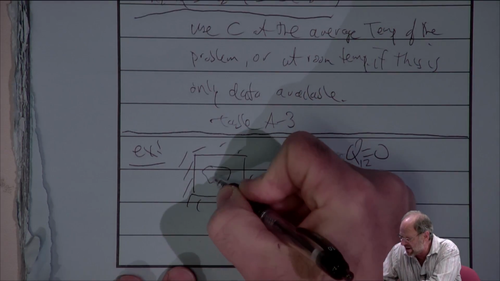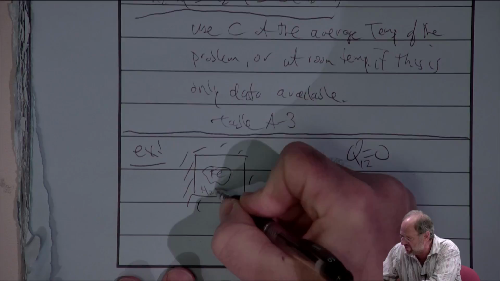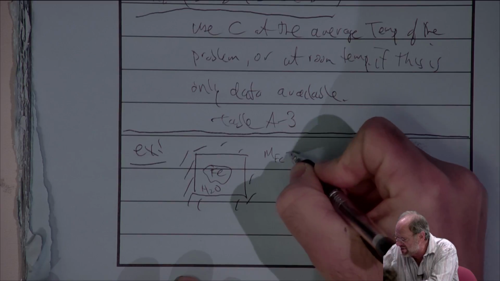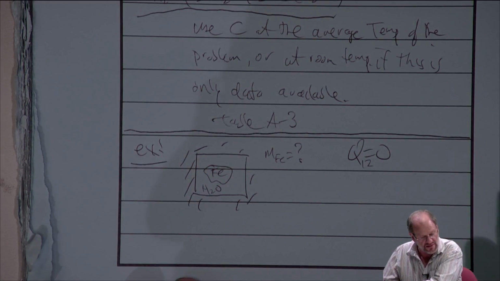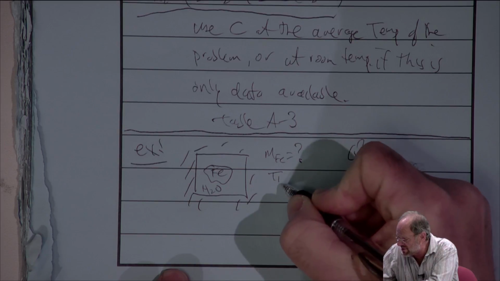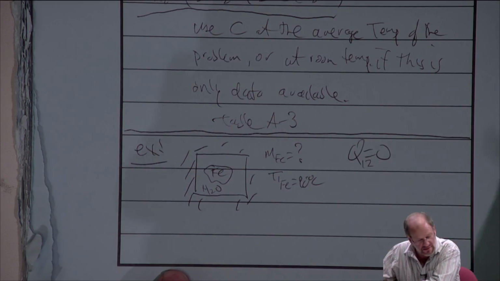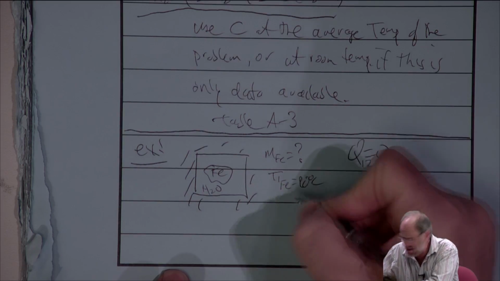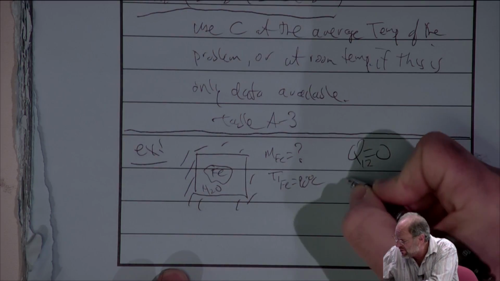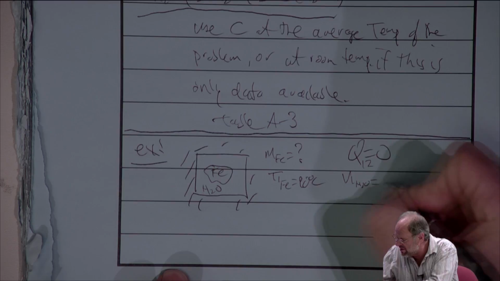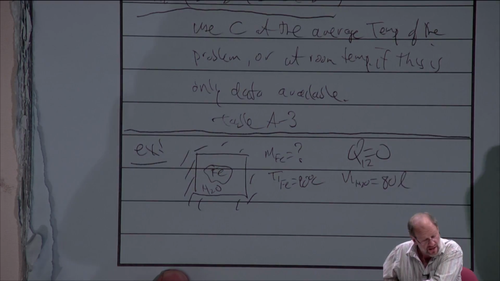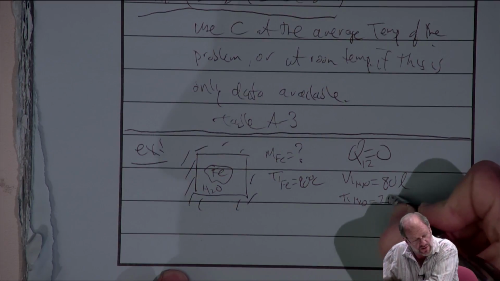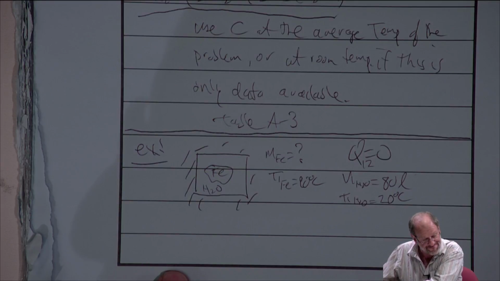We have our iron. I'll just put Fe, since that's the chemical symbol for iron, and H2O for water. And the mass of the iron is the unknown. It's the first thing they tell us. The initial temperature for the iron is 90 Celsius. The water has an initial volume. So V1 of the water is 80 liters, and T1 for the water is 20 degrees Celsius.